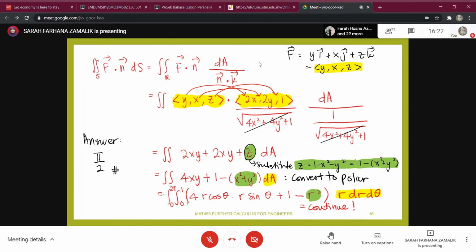The boundary is the same as what we set up earlier. Radius starts from 0 until 1. Theta starts from 0 until 2 pi. Continue. Evaluate the integral until you get the answer here. Pi over 2.